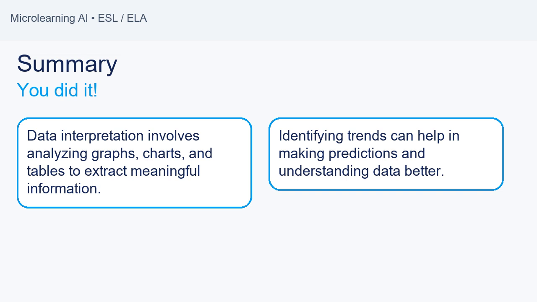Summary: data interpretation involves analyzing graphs, charts, and tables to extract meaningful information. Identifying trends can help in making predictions and understanding data better.